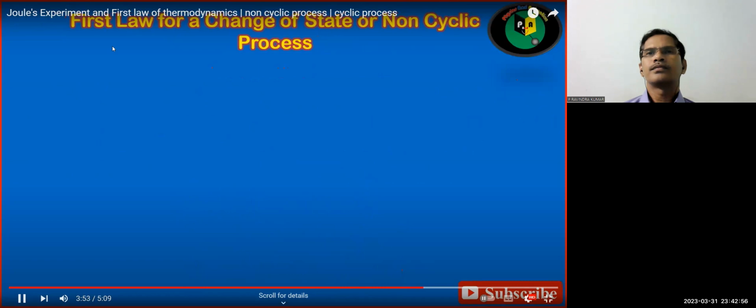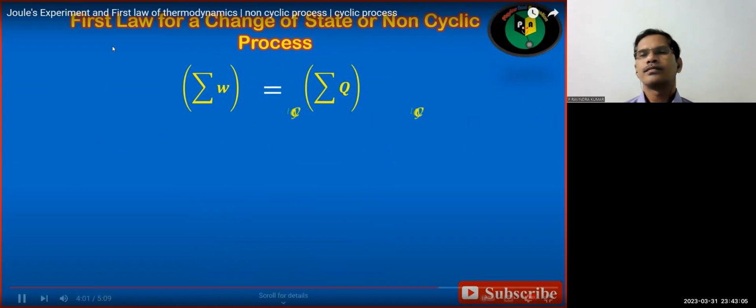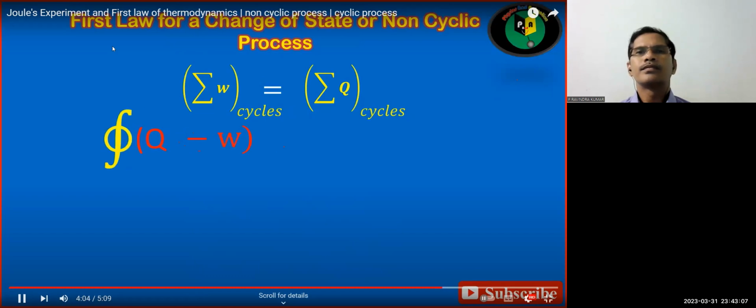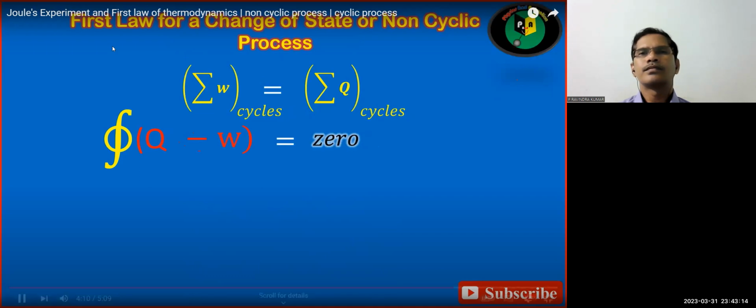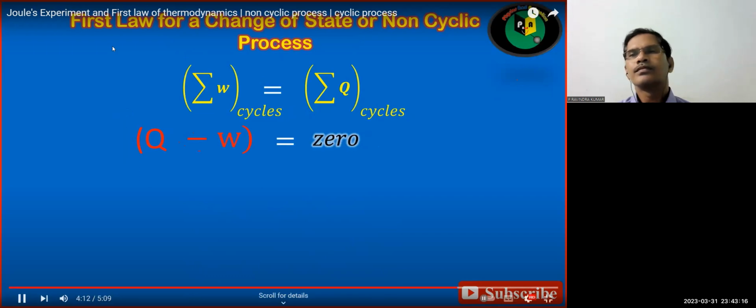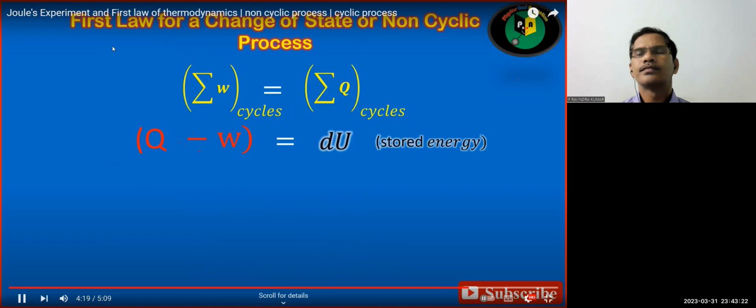First law for a change of state or non-cyclic process. The expression that net work done is equal to the net heat transfer applies only to systems undergoing cycles, and the algebraic summation of all energy transfer across system boundaries is zero. But what if a system undergoes a change of state or non-cyclic process during which both heat transfer and work transfer are involved? The net energy transfer will be stored or accumulated within the system.